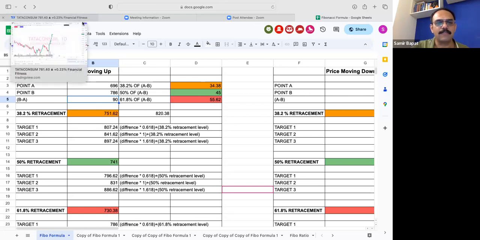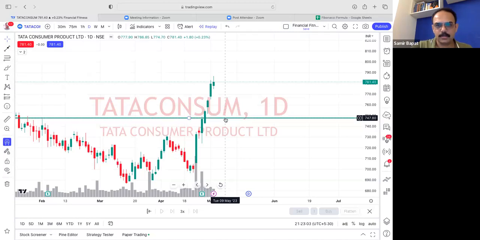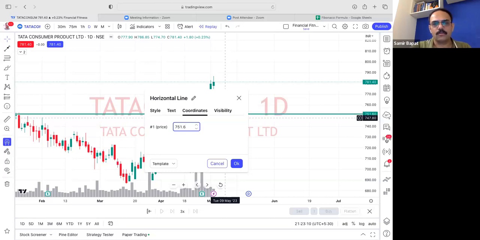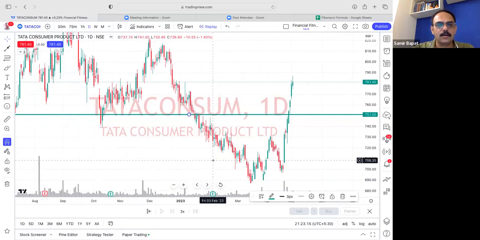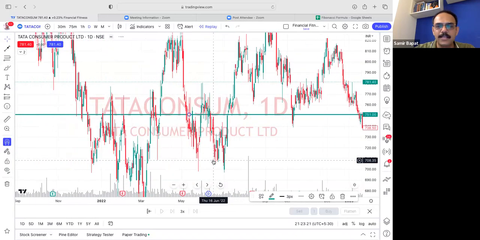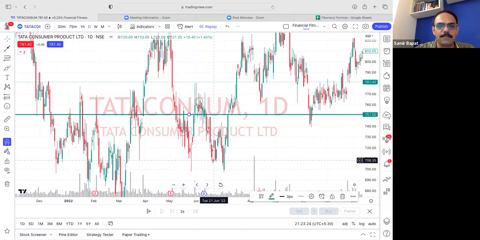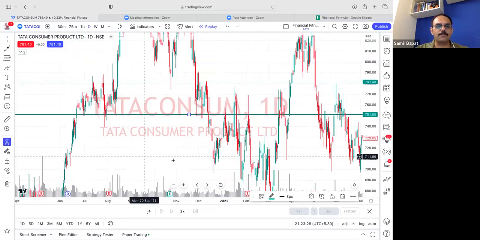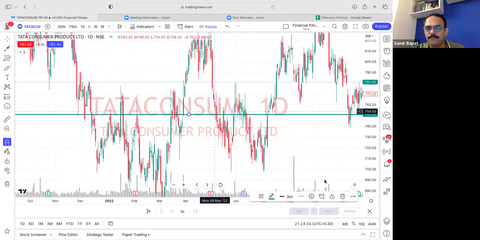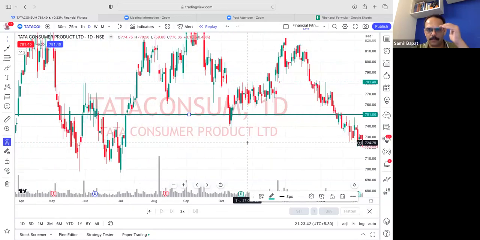So 751.62. Let's draw at 751.62. Okay, or we can say 751 is okay. Now we have to go back and see whether this zone has been any support or resistance previously, because it will not just stop somewhere. It has to stop somewhere. Even if it is a retracement, it has to stop somewhere.